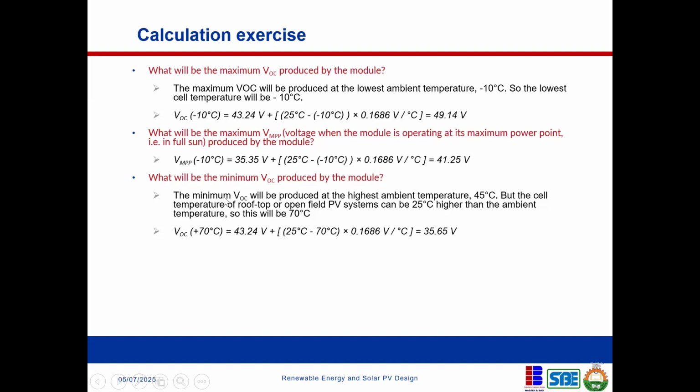I think that explains it. The minimum open circuit voltage will be produced at the highest ambient temperature of 45 degrees centigrade, but the cell temperature of a rooftop or open field PV system can be 25 degrees centigrade higher than the ambient temperature. So this will now lead to 70 degrees centigrade. If you consider the temperature to be 70 degrees centigrade and factor that into your calculation, then the final open circuit voltage, the worst case scenario, will be 35.65.